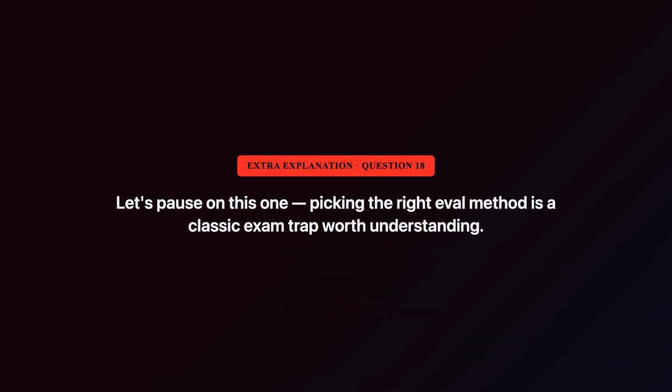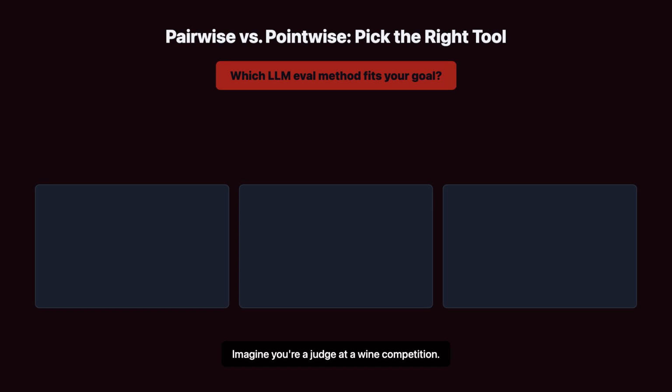Let's pause on this one. Picking the right eval method is a classic exam trap worth understanding. Imagine you're a judge at a wine competition. You score two bottles separately. Both land at 93 points. The scores look identical. No winner. Now put both glasses in front of you and ask, which do you prefer? A winner almost always appears.